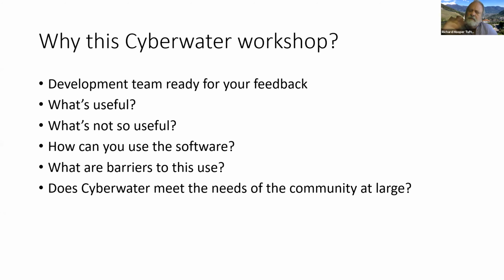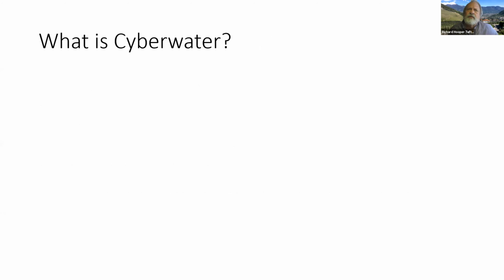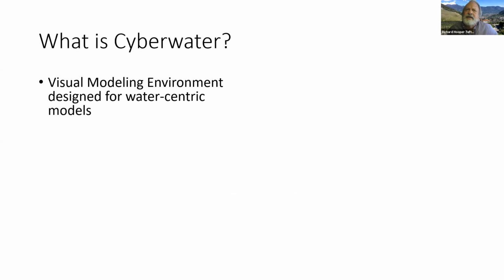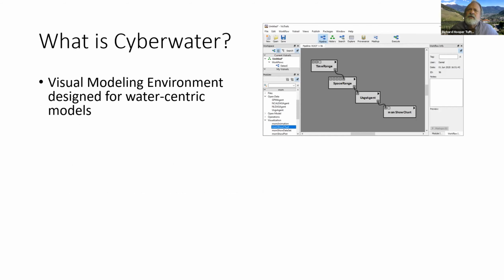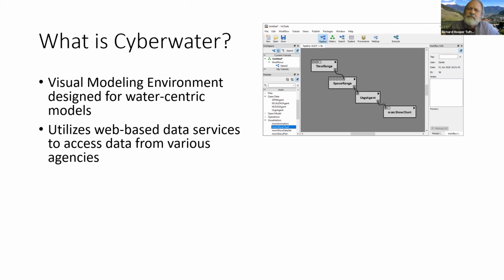parts. So to give you a very high-level overview of what CyberWater is, it is a visual modeling environment designed for water-centric models. And it's using VisTrails as the modeling environment. And it basically just looks like this, where you're able to specify a time, space. Well, I'll get into this in a second. But the key aspect, which is why Quasi got involved in the early days and many iterations of this project ago, is that it uses web-based data services to access data from various agencies. And it has been developed for models that take advantage of those web services.